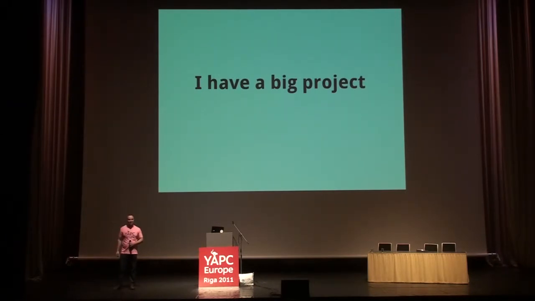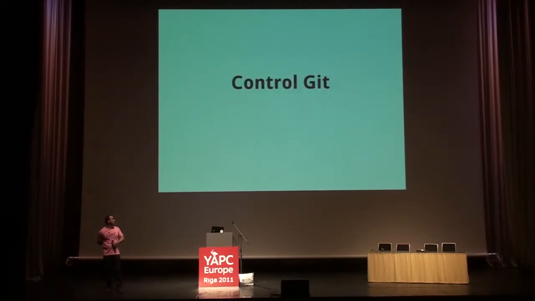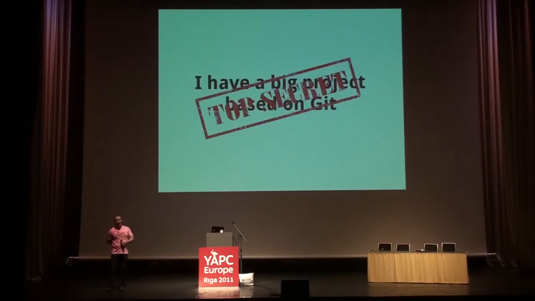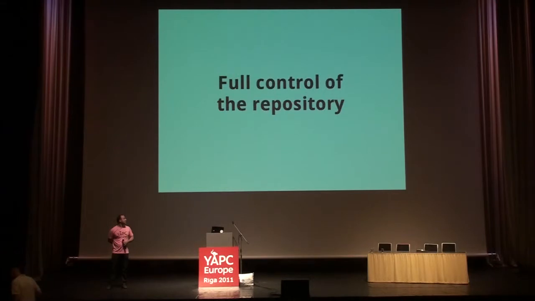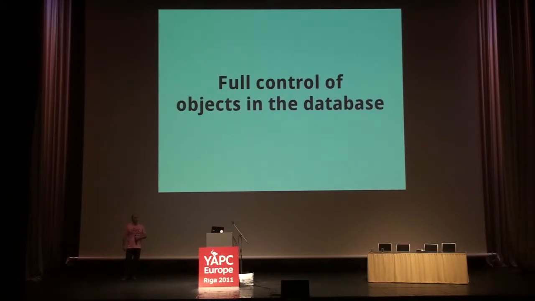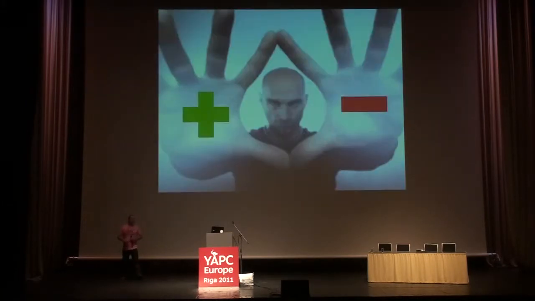I have a big project that actually the idea came during the Go QA Academy in Vienna in 2009. The problem is that it was kind of based on Git, but it's top secret. This is a new remote, as you can imagine. Basically, this means I need to control Git from Perl and have full control of the repository and full control of the objects in the database. So basically, this is a way for me to show my Git through.